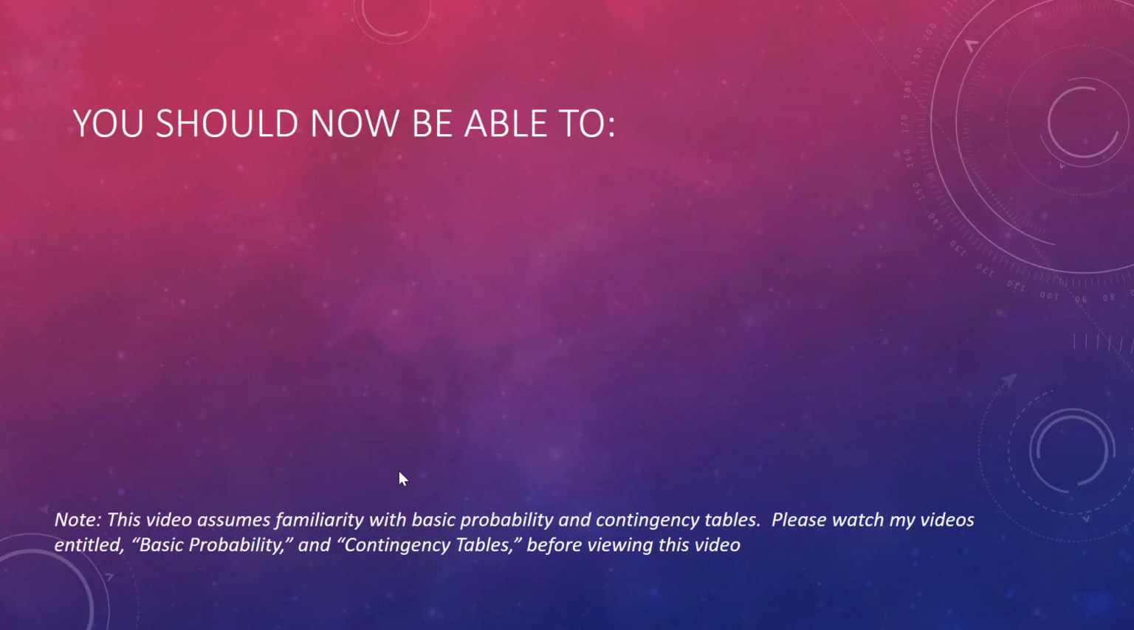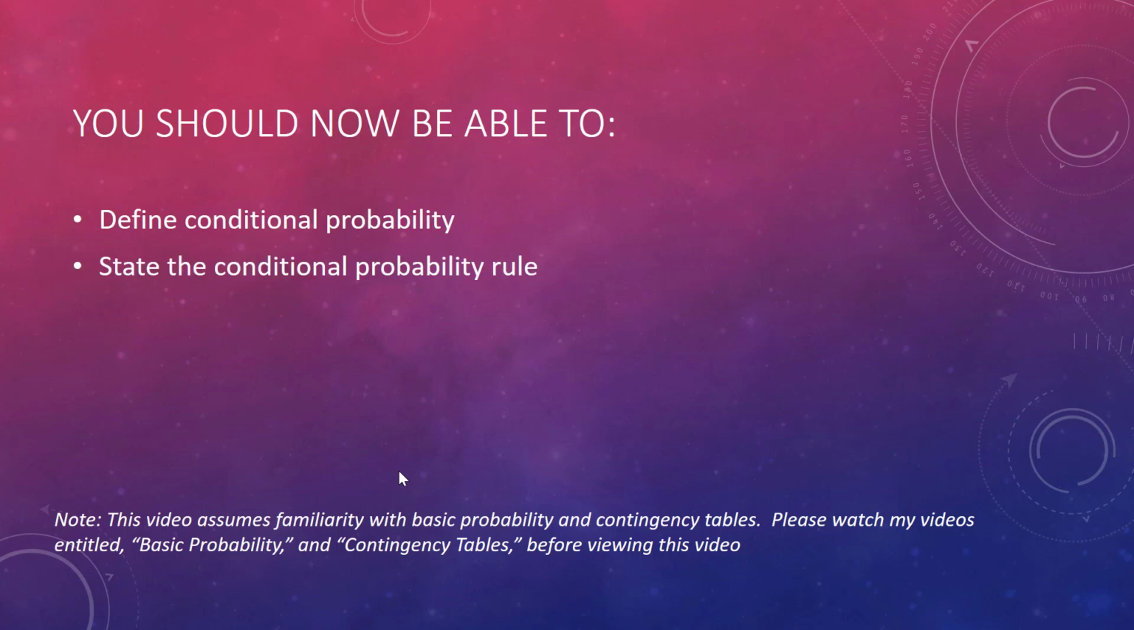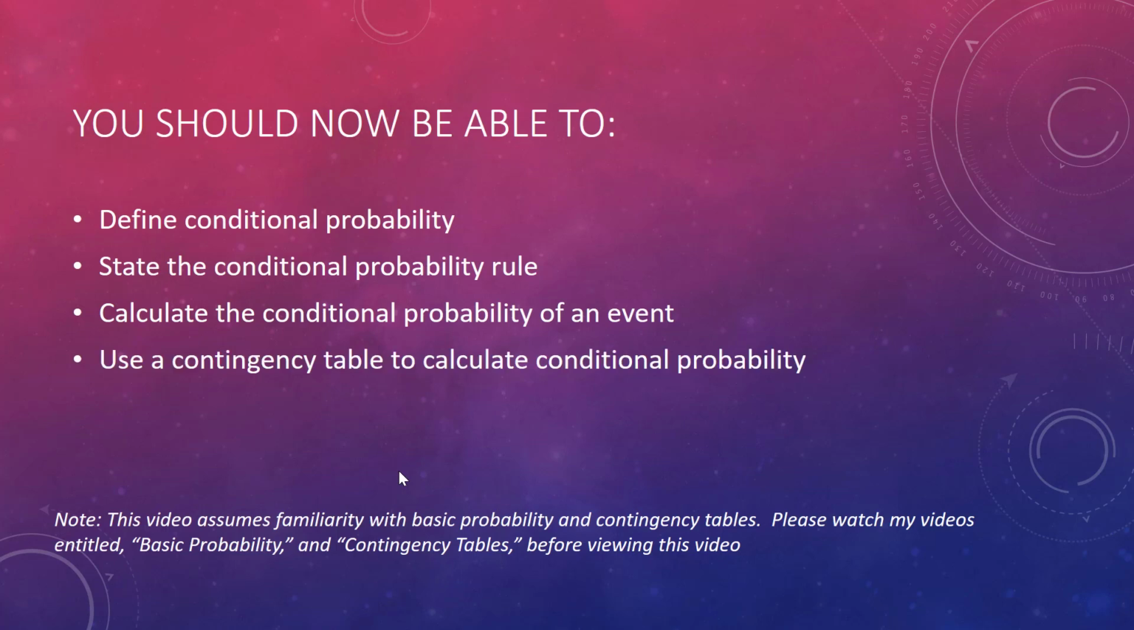At this point, having watched this video, you should now be able to define conditional probability, state the conditional probability rule, calculate the conditional probability of an event, and use a contingency table to calculate conditional probability.